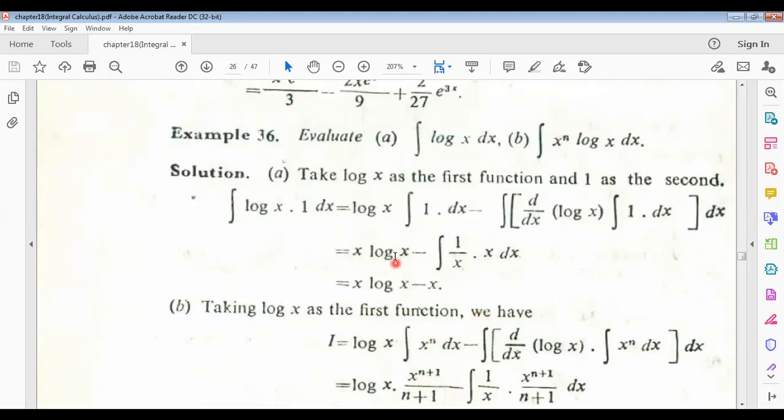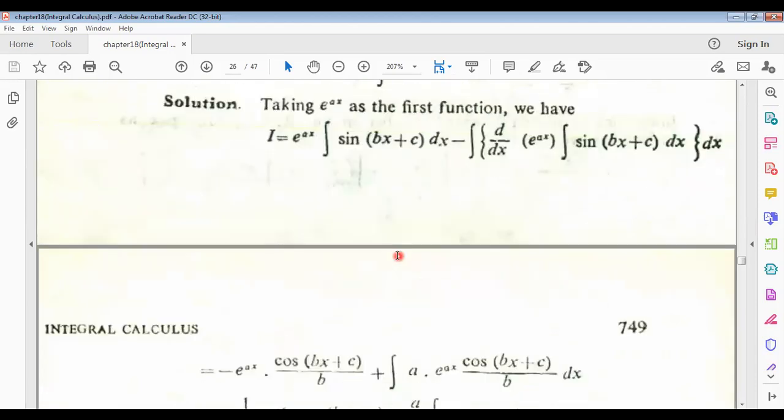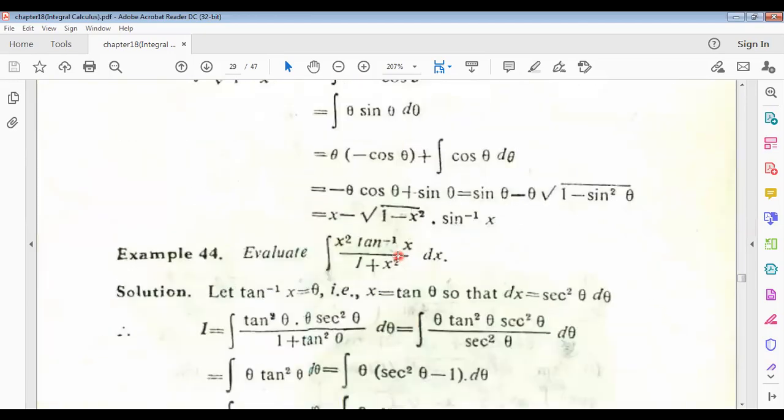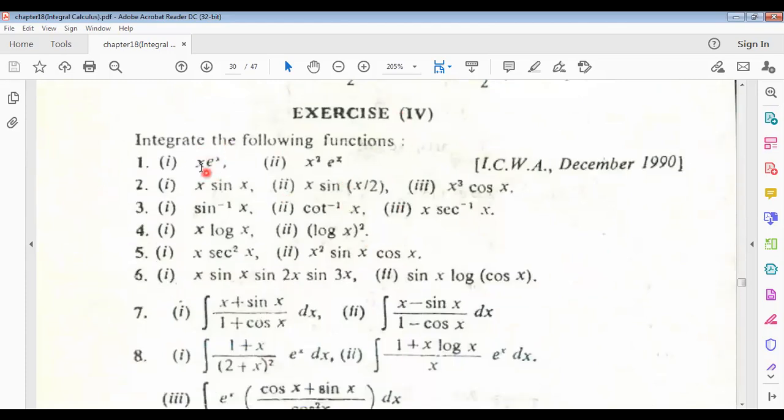Question 36 will be homework for you, and you'll try to solve this one using integration by parts. Integrate the following functions. I have solved x e to the power x and x square e to the power x in this lecture. I have solved these two integrations, so two will be homework for you.